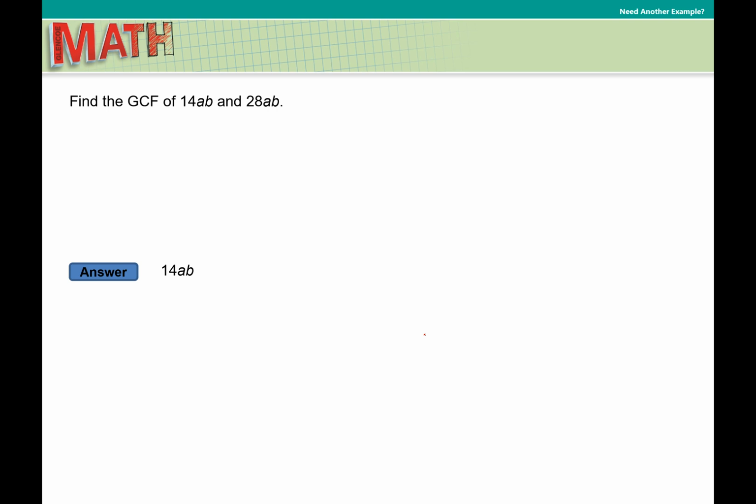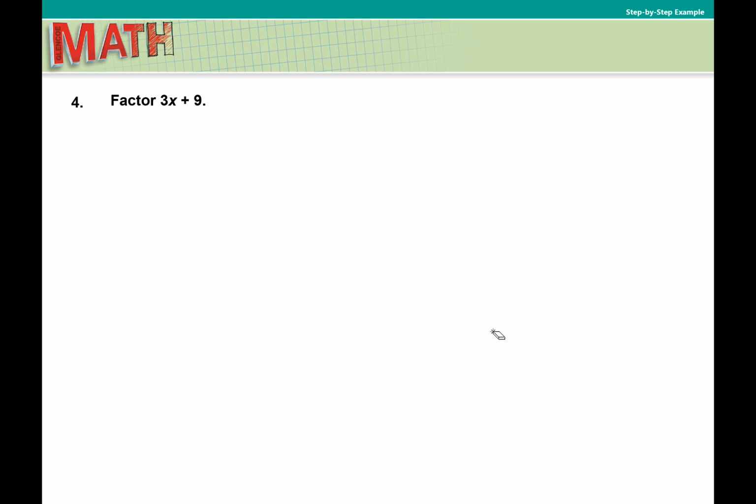Should have gotten the answer of 14ab. 14ab, 28ab. I can divide this by 14ab and this by 14ab. I get an answer of 1, and I get an answer of 2. Those are both prime numbers. There's no variables hanging out there, so that is going to be 14ab is our greatest common factor.